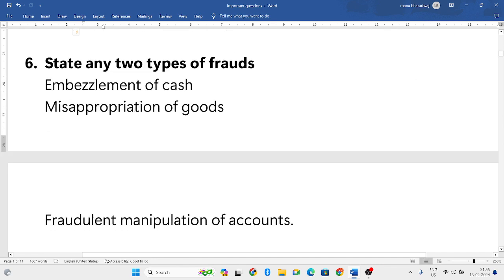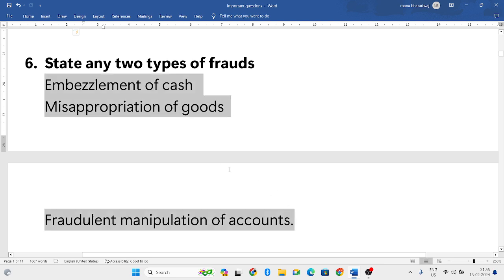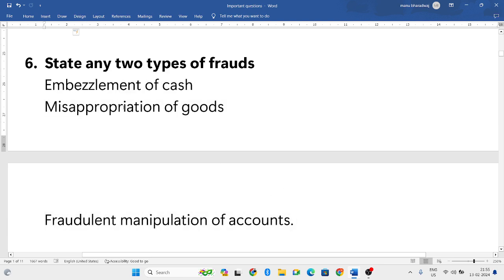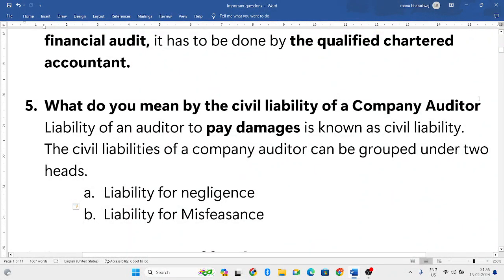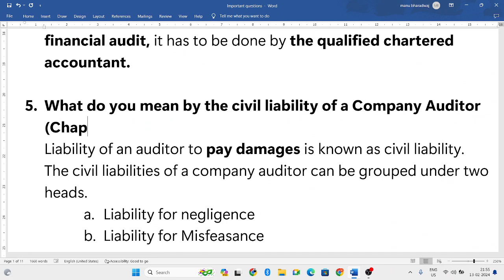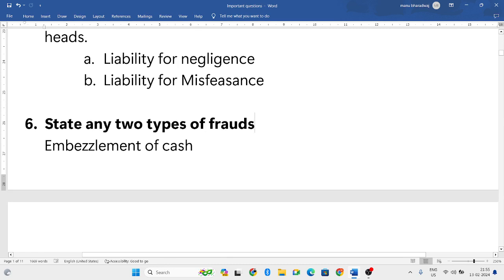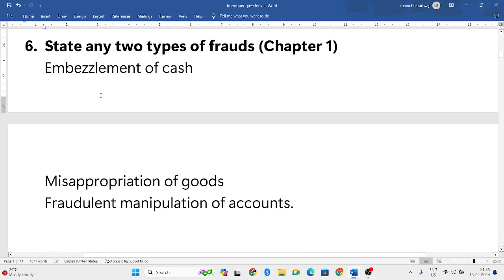Next, state any two types of frauds. Three types of frauds are there, and I mentioned them, so any two you can answer in the examination. I think the civil liability question is from chapter number 4. Next, two types of frauds is from chapter 1. So, embezzlement of cash, misappropriation of goods, and fraudulent manipulation of accounts. All this I have explained in my videos. You can go through the videos.